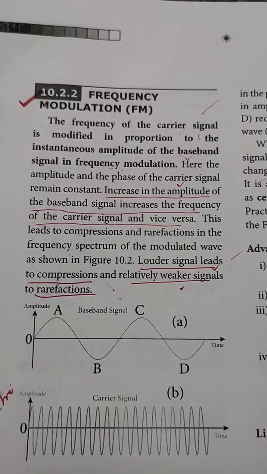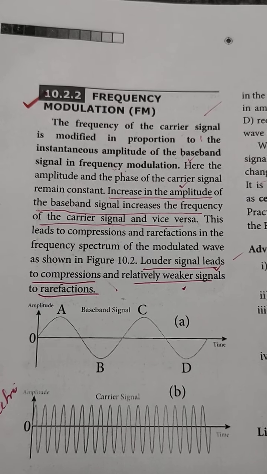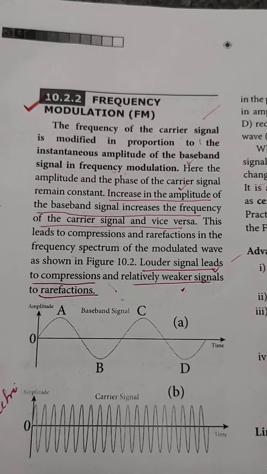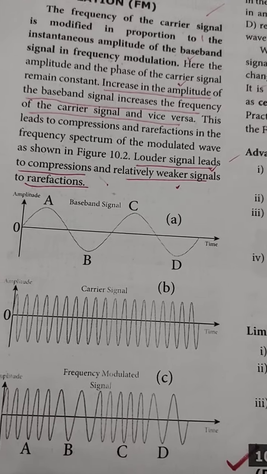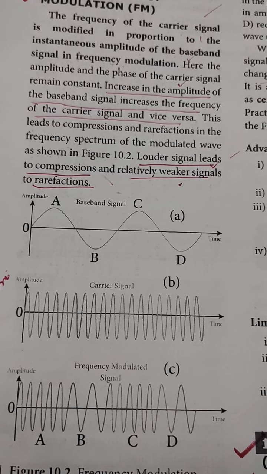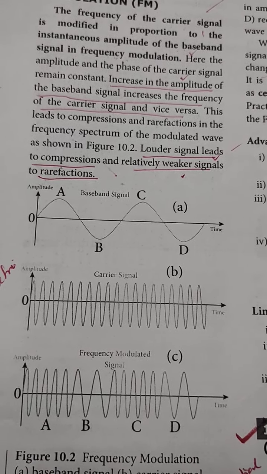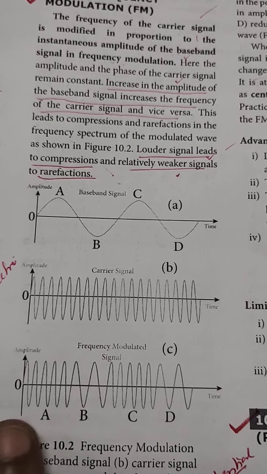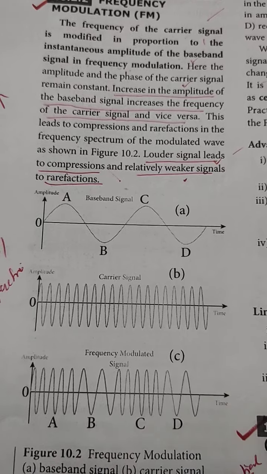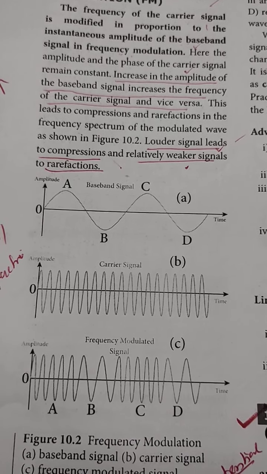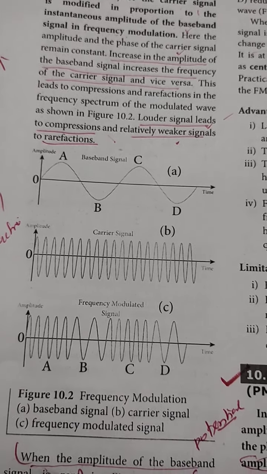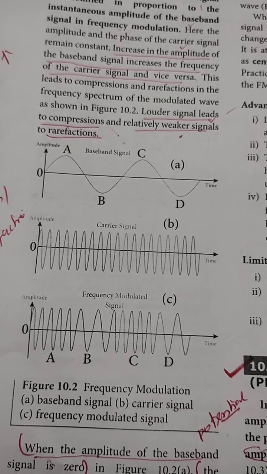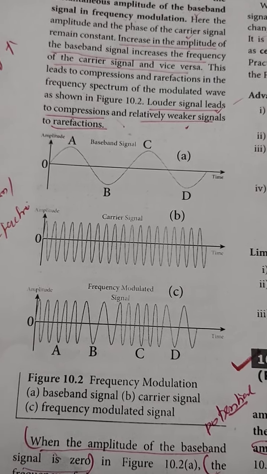This leads to compression and rarefactions in the frequency spectrum of the modulated wave. Show the figure here. Louder signals lead to compression and relatively weaker signals lead to rarefaction. So the final diagram tells us compression and rarefactions will occur with respect to the frequency. So amplitude and time will vary with respect to the frequency modulated signal.